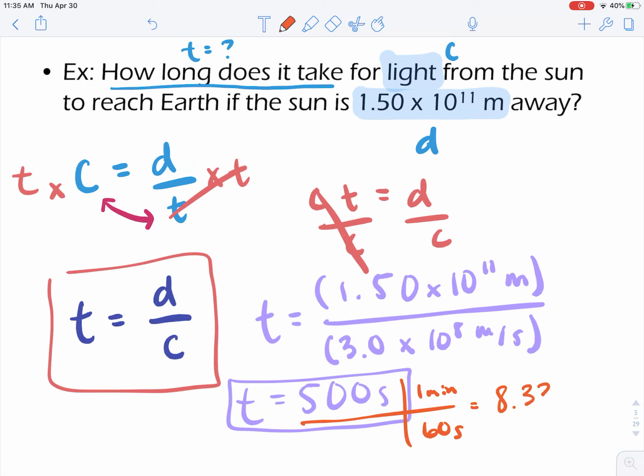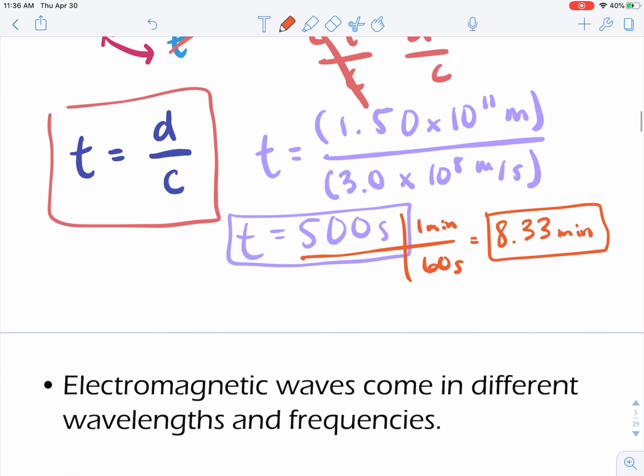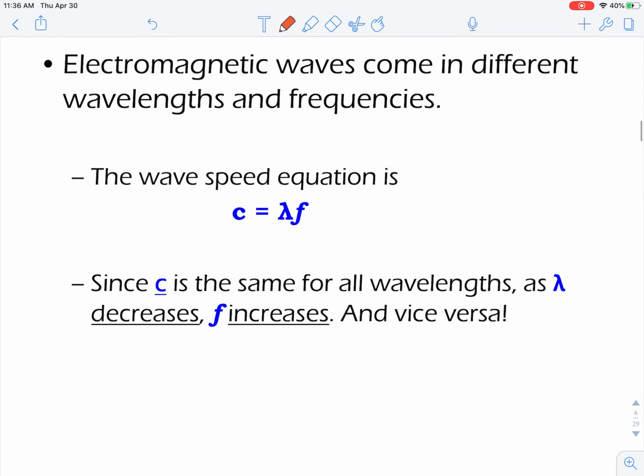So I'm going to go ahead and convert this to minutes. When you type that into your calculator, you get about 8.33 minutes, which means that light from the sun takes 8 minutes to get to the earth. So if for some reason the sun were to stop producing light or get blocked somehow, we would not know for 8 minutes. Again, you want to leave your units in seconds almost all of the time. I was just converting so we can make sense of that number.